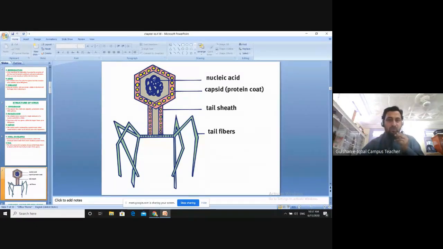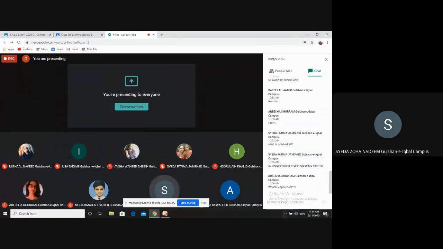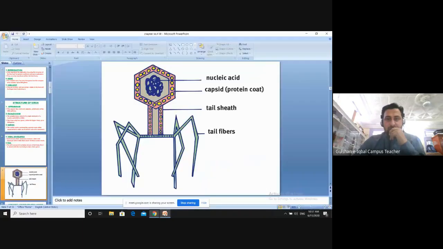Again, if you have any question, now you can come and ask your questions. Sir, where is the envelope in this picture? You can see the outer layer, this outer layer. This is the envelope. This outer layer is the envelope.